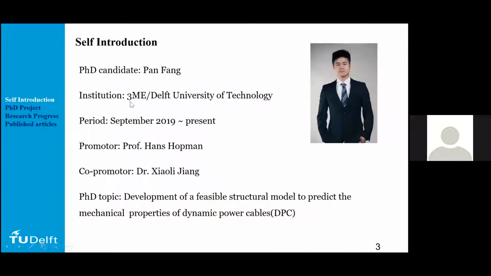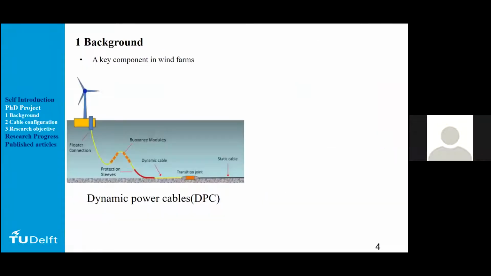Right now I'm in the department of 3ME. I started my PhD in September 2019. Let's look at the background firstly. A key component in the wind farms is the power cables. Power cables can be divided into 2 different styles. One is the static cable, and another one is the dynamic power cable, which is shown by the yellow line in the image. The static cable is lying on the seabed, and normally the dynamic power cable is hanging in the water.